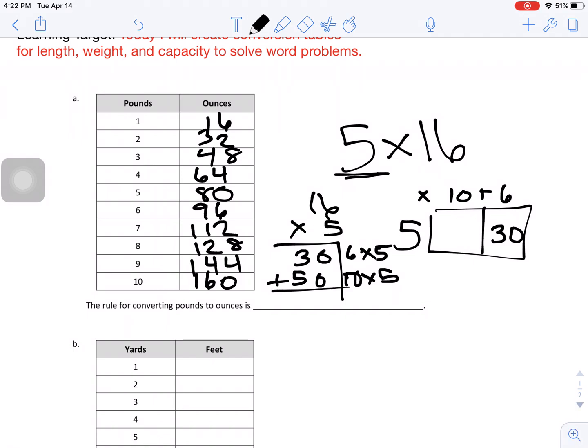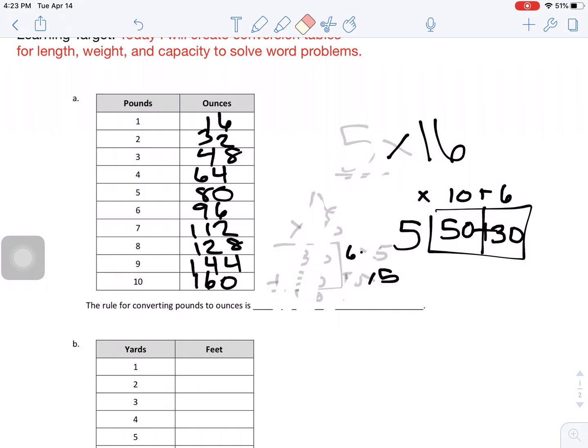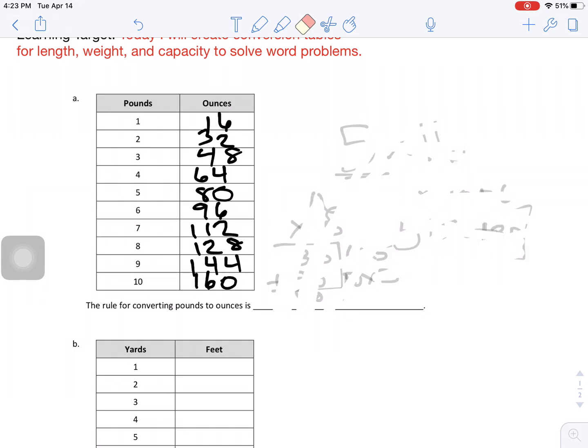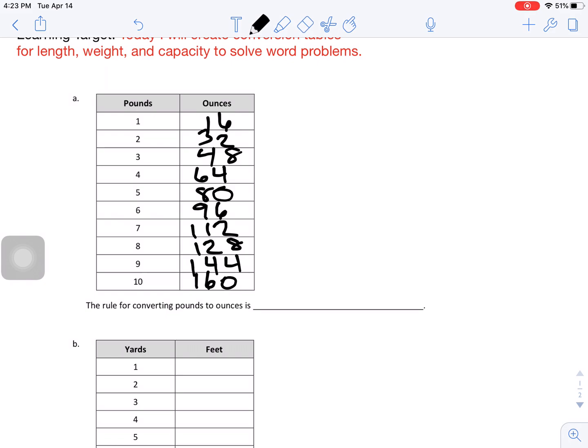In the area model, I just have my length times my width, so 5 times 10, which is 50, and I still add them together, no matter which strategy I'm using. 50 plus 30 is 80, and it matches here. So I know that multiplication, because they're equal groups, can also help me. Instead of adding, since it takes a long time to add 16 10 times or 9 times, the rule for converting pounds to ounces could be multiplying by 16.